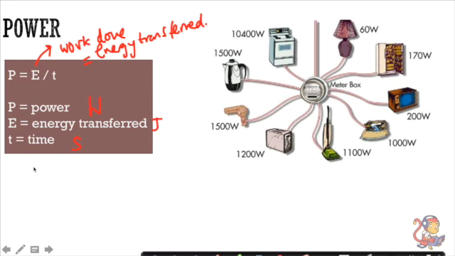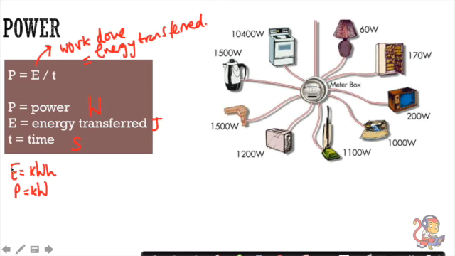The only time that you might not need to convert it is sometimes they talk about energy transferred in kilowatt hours as opposed to joules, and if they do that and the power is already in kilowatts, then you can leave it because you need the power in kilowatts and the time in hours. But normally you'd have to make sure that they are all in watts, joules and seconds.